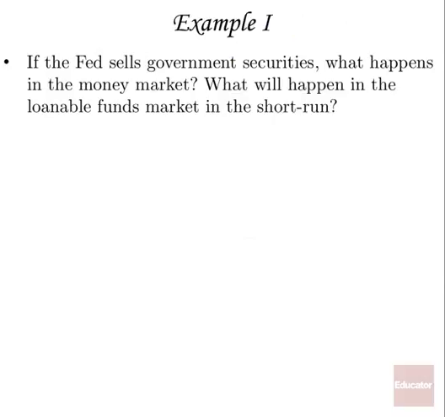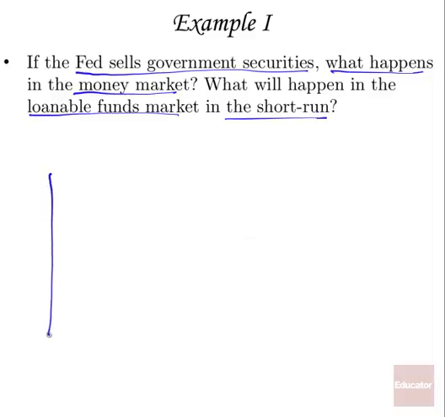So example number 1 here. Let's take a look at this situation. If the Fed sells government securities, what happens in the money market? And then what will happen in the loanable funds market in the short run? In the previous lecture, I went over the money market, but now I'm trying to tie the money market to the loanable funds market here. So we'll draw this side-by-side graph here.